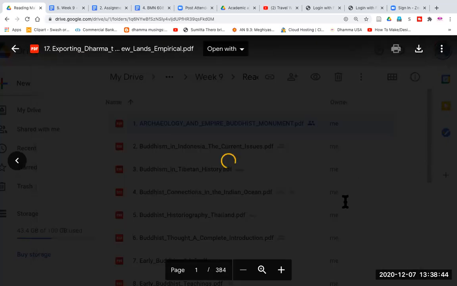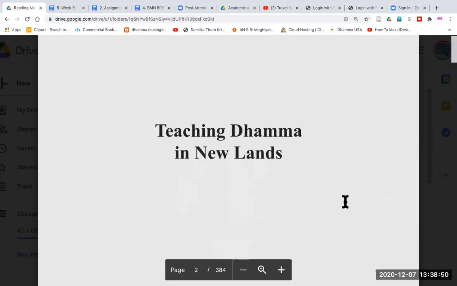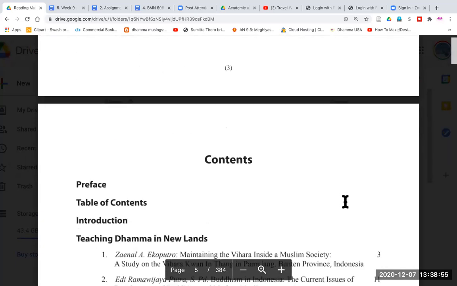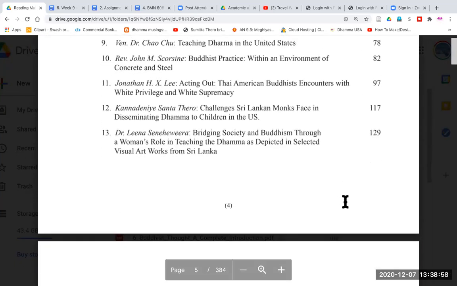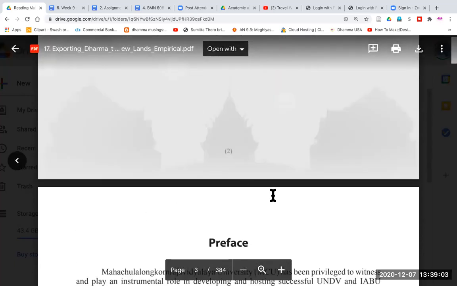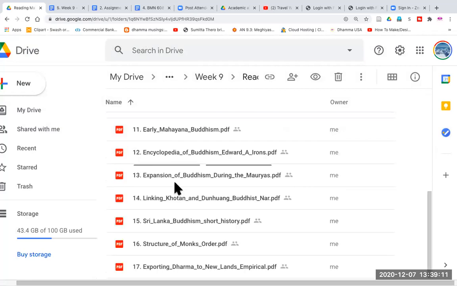And I think this should be the last one. Teaching Dharma in new lands. I guess we discussed this one, so I don't have to. I think this was done before. Yeah, we discussed this. This is an extra one. Maybe I will remove it later on. So this is a repetition. Okay, this is about the articles and books that will be useful for your research paper and also for today's paper.